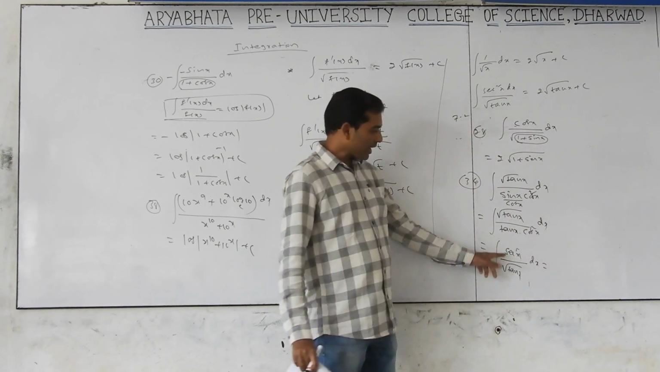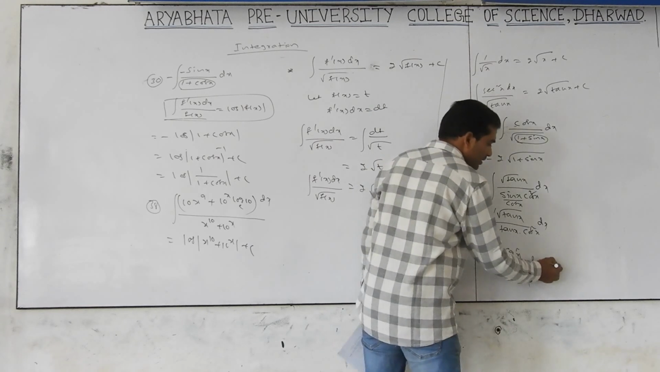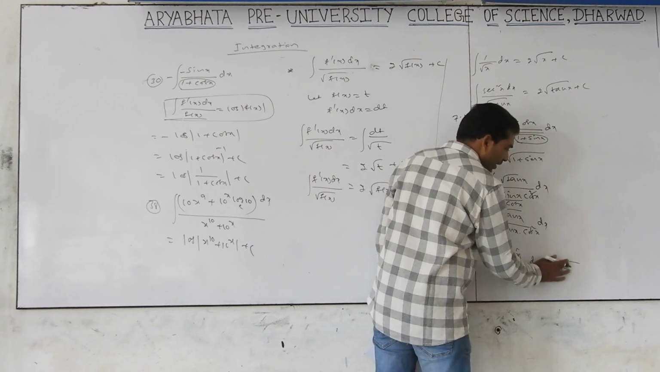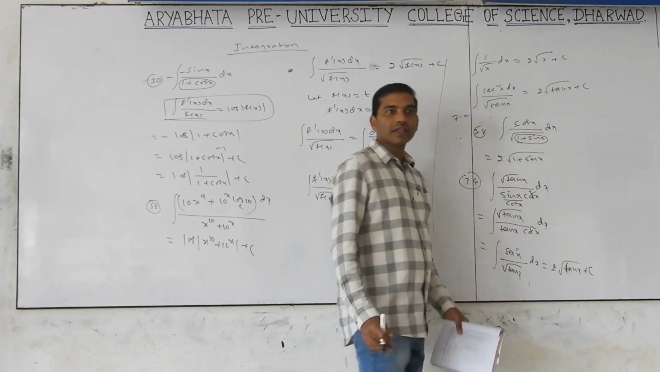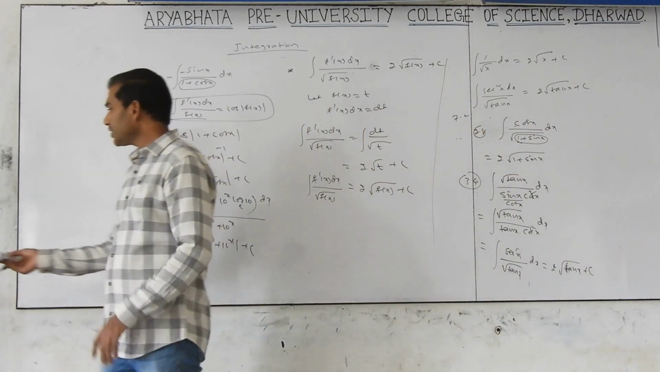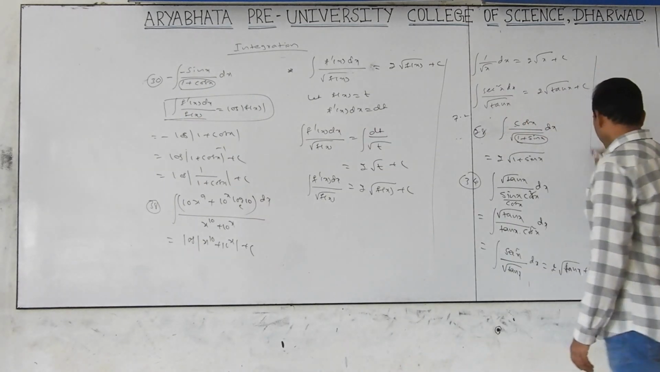See, f dash x by root f of x, integration is 2 root f of x. F of x means tan x plus c. Like this. Okay. These three standard formulas are most important. Once again, I am repeating.